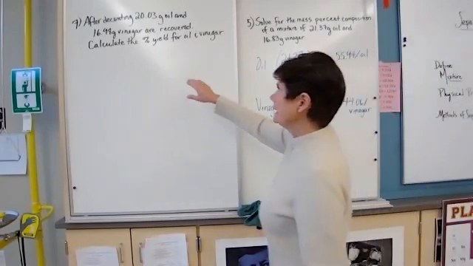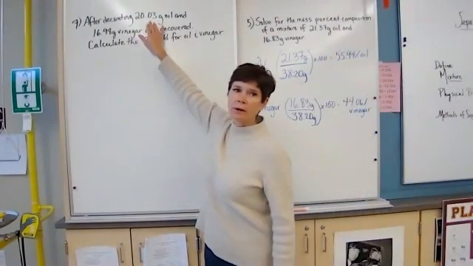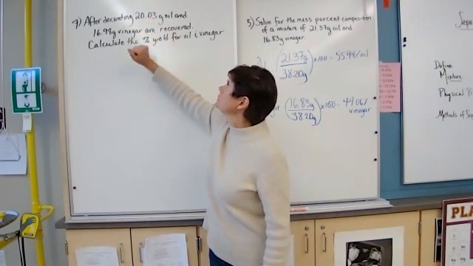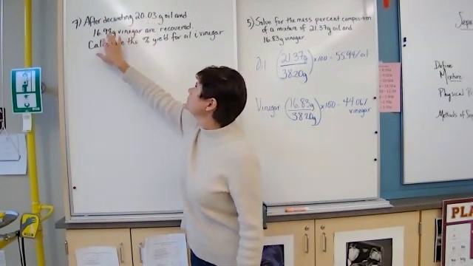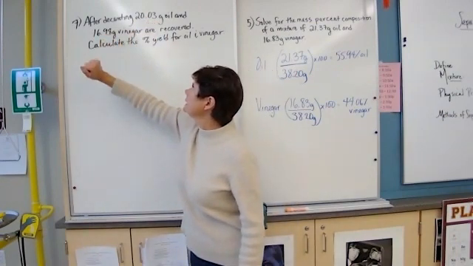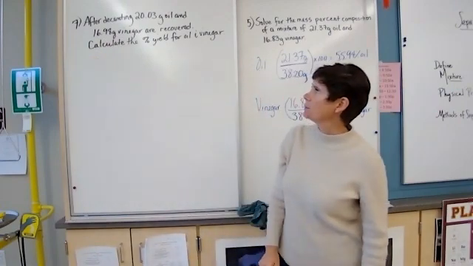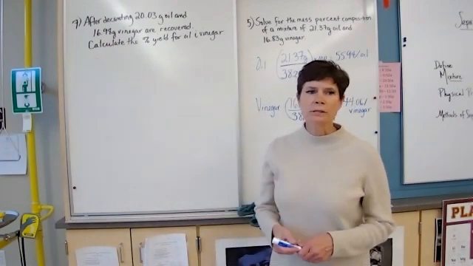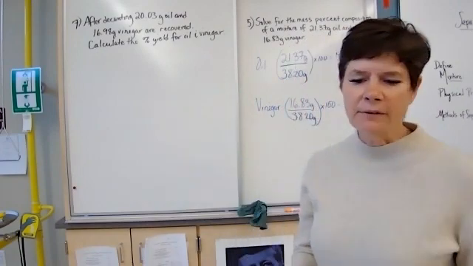So after decanting, we find the mass of the oil, and it's 20.03 grams, and we have 16.99 grams of the vinegar recovered. We want to find the percent yield for the oil and the vinegar.